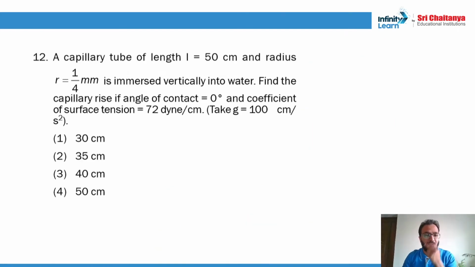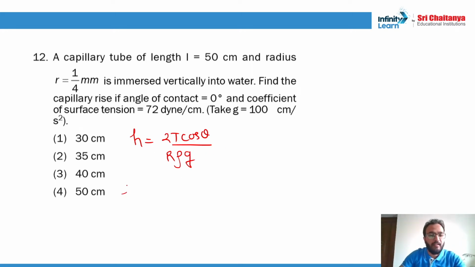Got it? Now here they have given the data, a capillary tube. What is the formula for height of a capillary tube? 2T cos theta by r rho g. Simply put the values, and everything is given in CGS system in this question. Can you see that? So just put the values. What you will get: 2 into 72 into cos 0, which is 1. Radius is 1 by 4 millimeter.